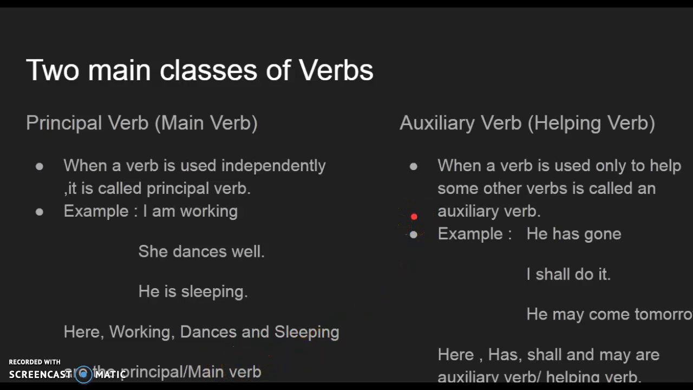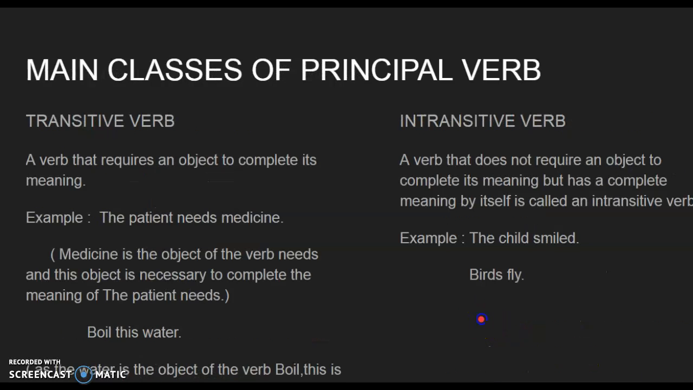Now comes auxiliary verb. When a verb is used only to help some other verbs, it is called an auxiliary verb. Example, he has gone, I shall do it. He may come tomorrow. So here, gone, do, come, these are your main verb, and has, shall, and may are the auxiliary verb or the helping verb.